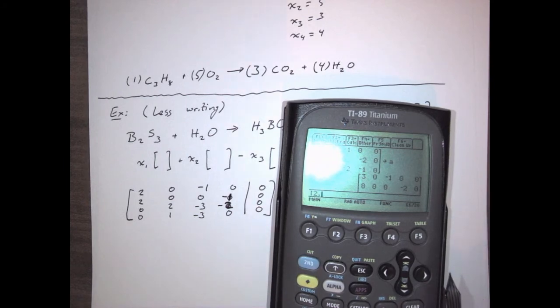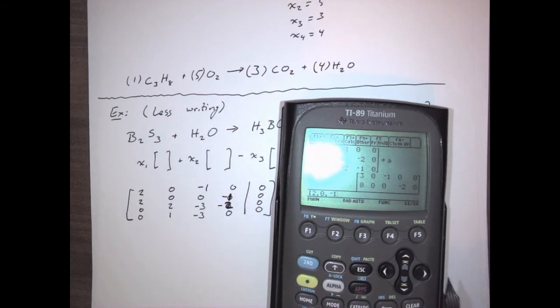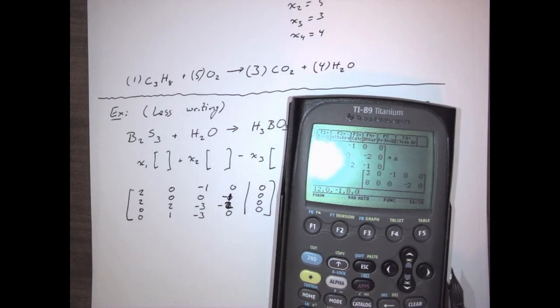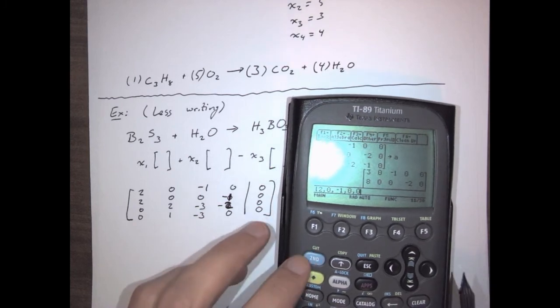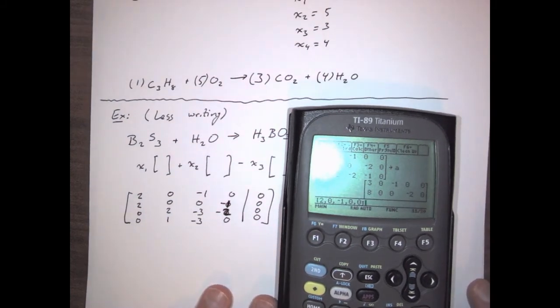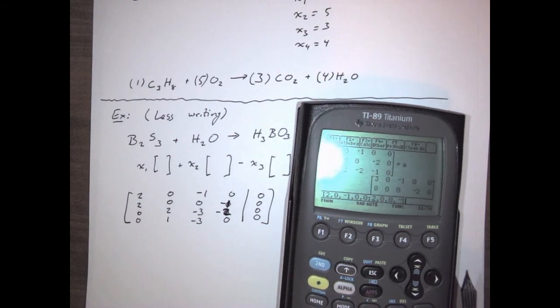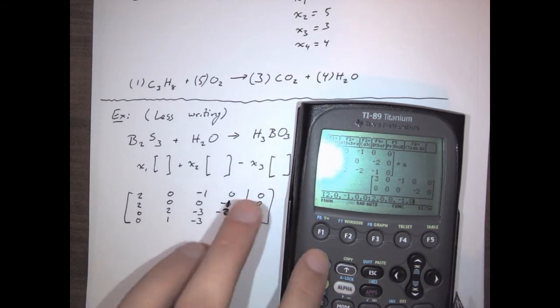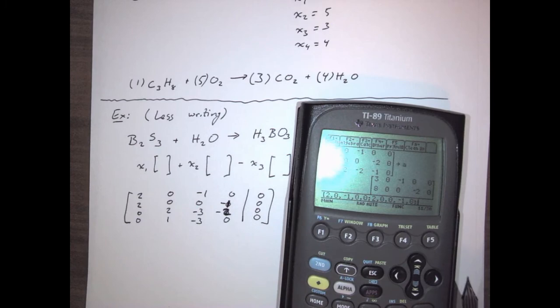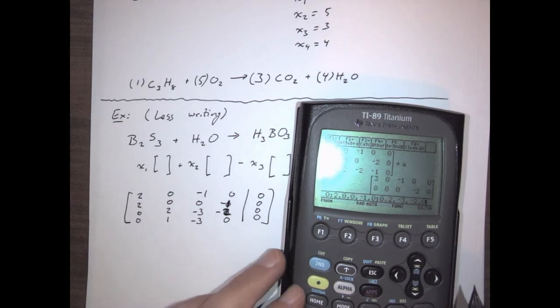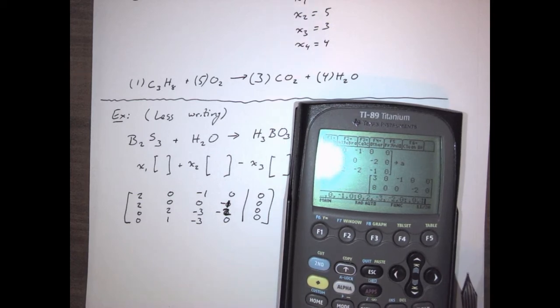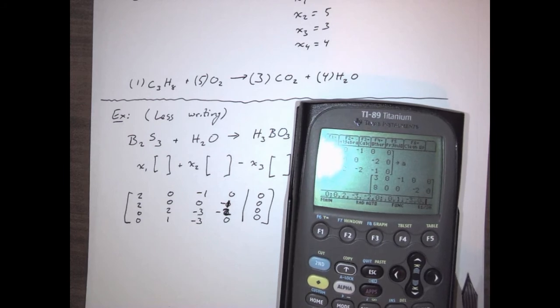So here we go. We've got 2, 0, 1, 0, 0. It's the first row. Semicolon to end the first row. 2, 0, 0, -1, 0, end of second row. 0, 2, -3, -2, 0, end of that row. And then 0, 1, -3, 0, 0.